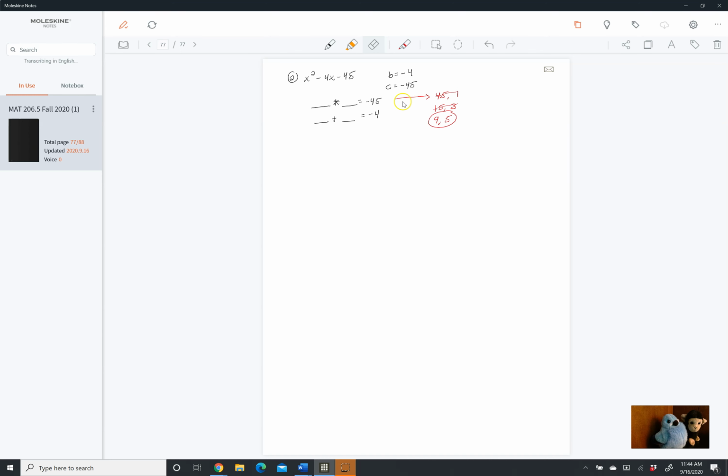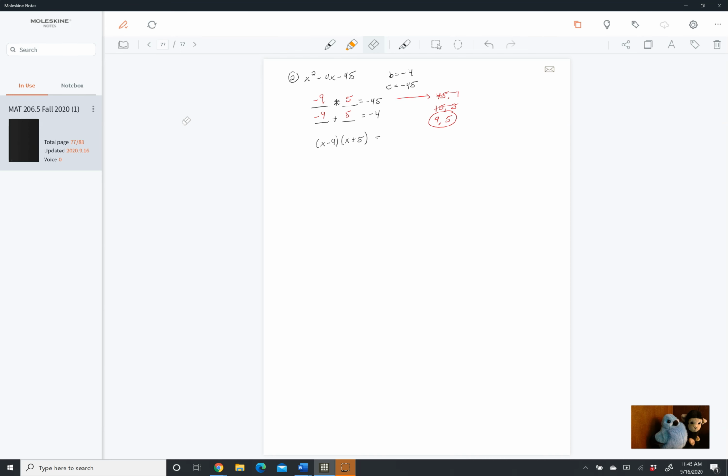Now, if you notice, our C is negative. So in order to figure out what we need to do, we're going to look at the B. The B is negative. So the greater factor is going to be negative. So we have negative 9 and positive 5. Okay, and you should just double check that they actually do work here. So what does that mean? That means that our factors are x minus 9 and x plus 5.